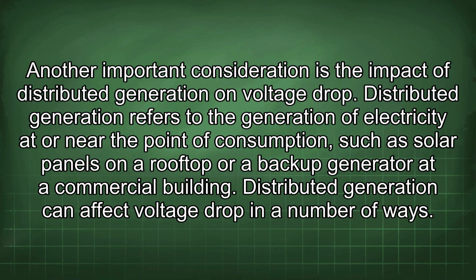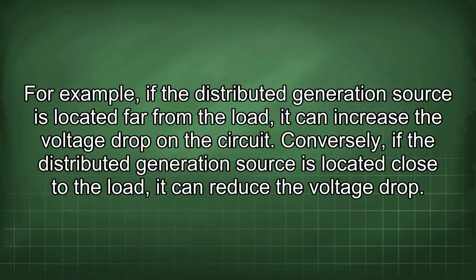Another important consideration is the impact of distributed generation on voltage drop. Distributed generation refers to the generation of electricity at or near the point of consumption, such as solar panels on a rooftop or a backup generator at a commercial building. Distributed generation can affect voltage drop in a number of ways. For example, if the distributed generation source is located far from the load, it can increase the voltage drop on the circuit. Conversely, if the distributed generation source is located close to the load, it can reduce the voltage drop.